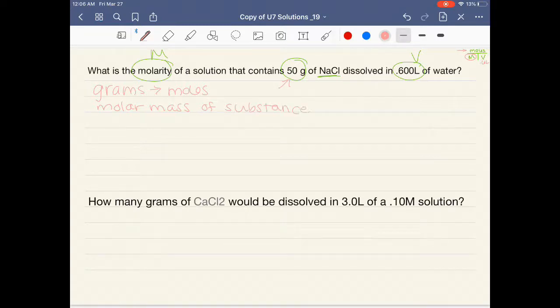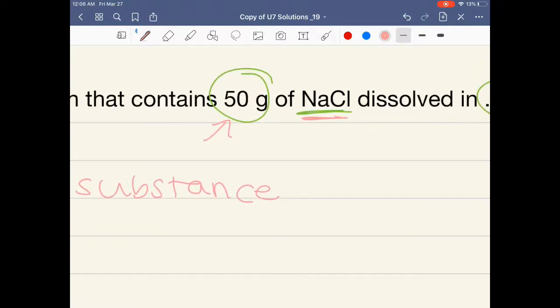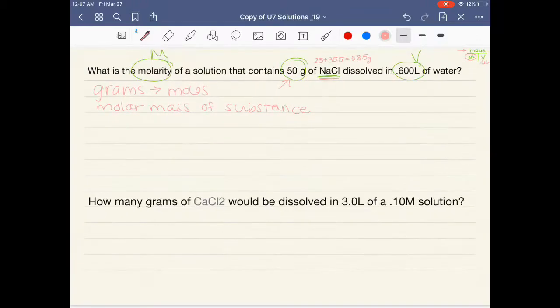So what is our substance in this case? It is NaCl. The weight of Na is going to be 23 grams when you look on your periodic table, and the weight of chlorine is 35.5. So when we add those together, my molar mass of the substance is 58.5 grams. All right, so now I can use that and take this 50 grams and convert it to moles.